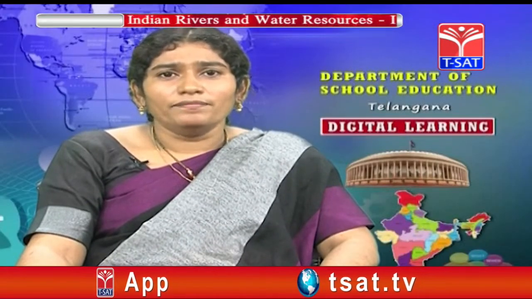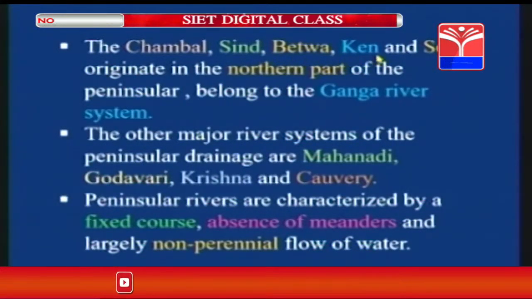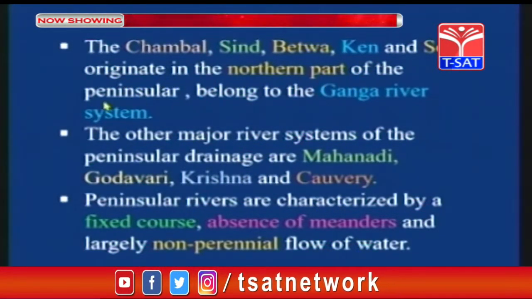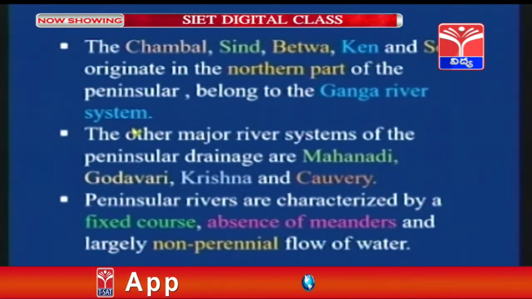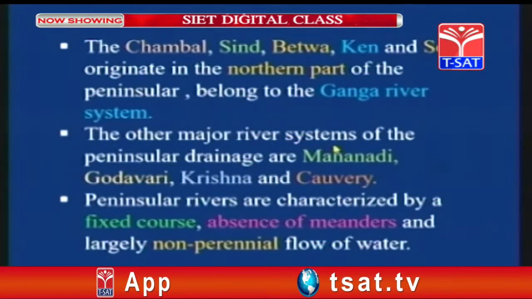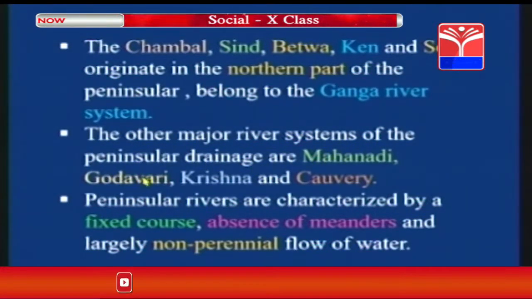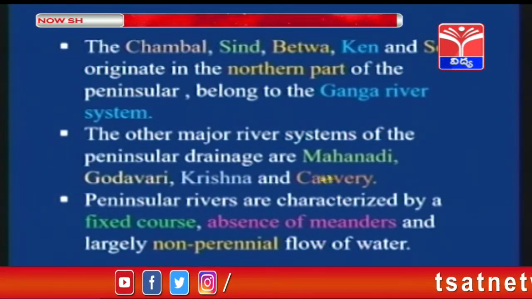The Chambal, the Sindh, the Betwa, Ken and Son. These are the rivers that originate in the north part of the Peninsular Plateau. They belong to the Ganga river system. The other major river systems of the peninsular drainage are Mahanadi, Godavari, Krishna and Kaveri.